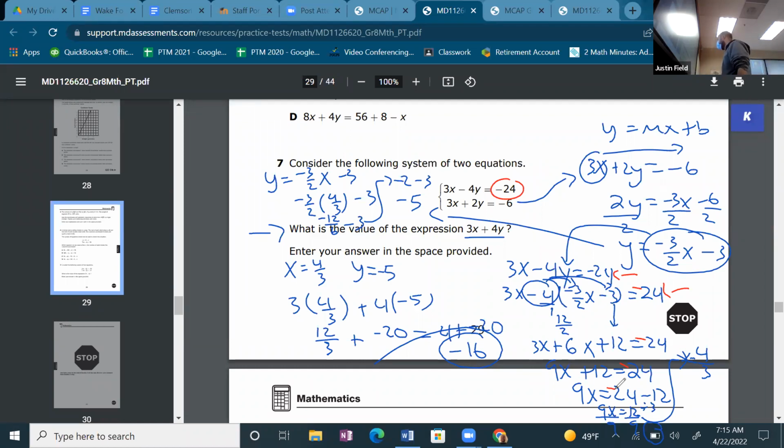So that makes negative 24 minus 12 negative 36. And so we're dividing negative 36 by 9. What is negative 36 divided by 9? Negative 4. Don't you forget that. All right. So x is negative 4. So then we got to figure out what y is.